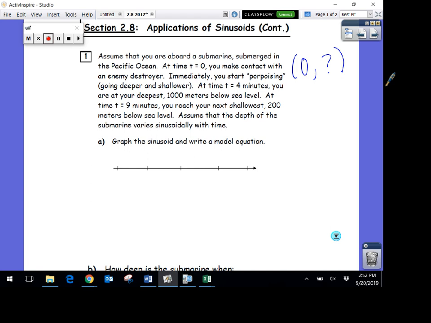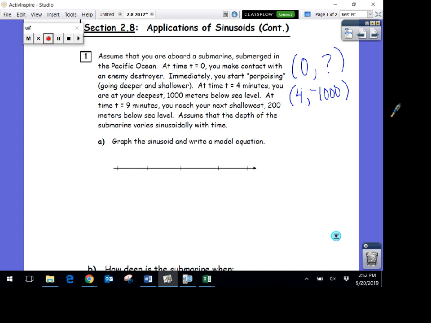So we keep reading. After that, we start porpoising, which just means we go deep and then shallow. Deeper, shallow, high, low, like a sinusoid. High, middle, low, high, middle, low, back and forth. At 4 minutes, we're 1,000 meters below sea level. So that is a point we can work with. At 4 meters, we are 1,000 feet below, so that would be negative 1,000. Very important to realize that is negative 1,000.